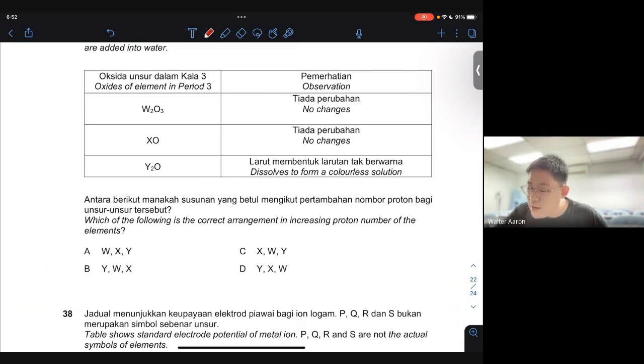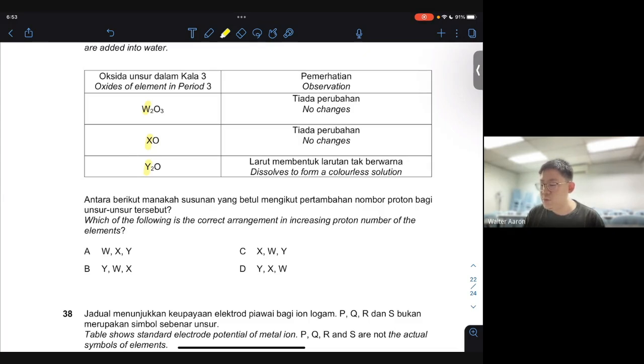So when we talk about the elements, we're referring only to the alphabets in front, which technically over here will be W, X, and Y. Okay, so if you were to dissolve W2O3 and XO, no changes can be observed. But if you were to dissolve it in water, if it managed to dissolve, then it must be a colorless solution over here. So what's the correct arrangement, the increasing proton number of the elements?